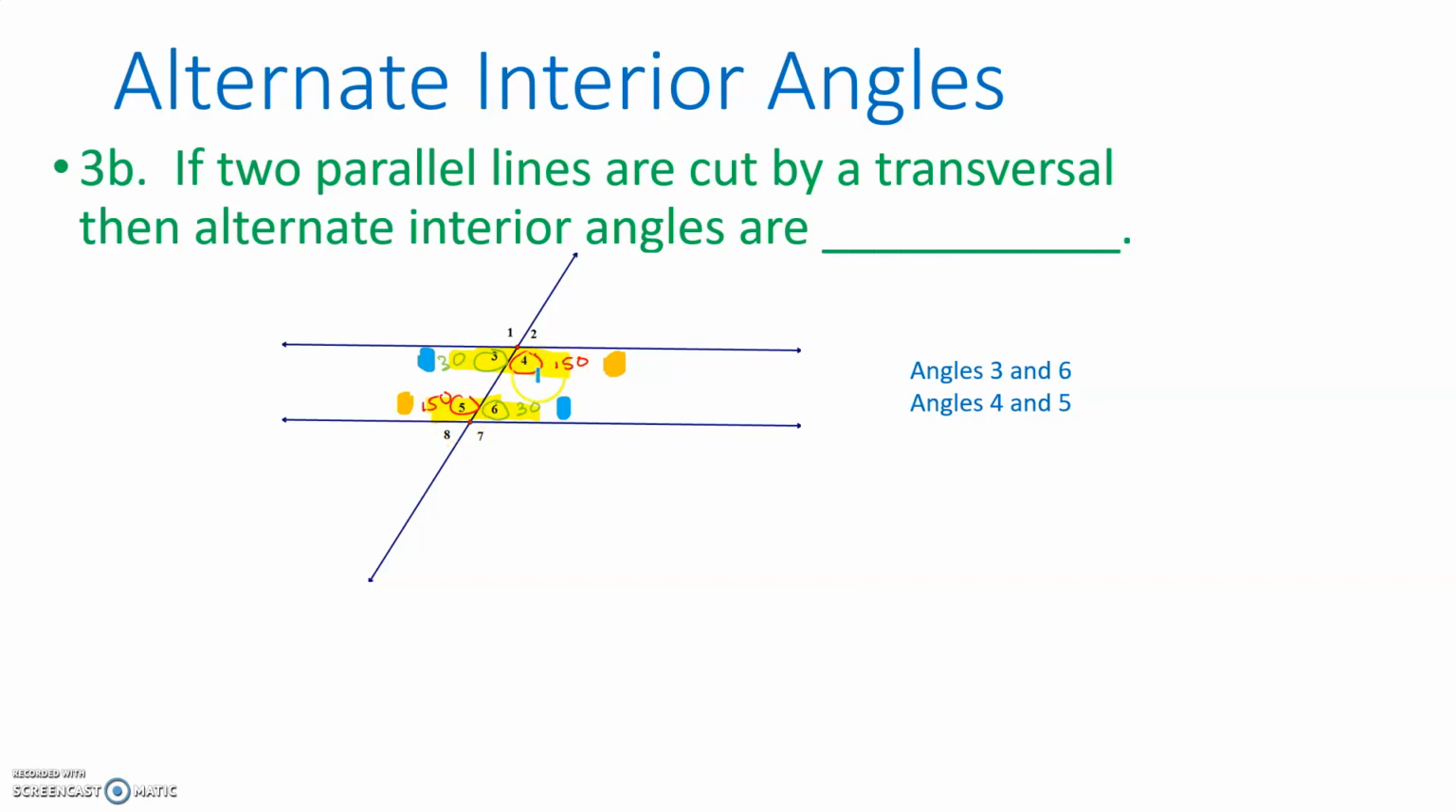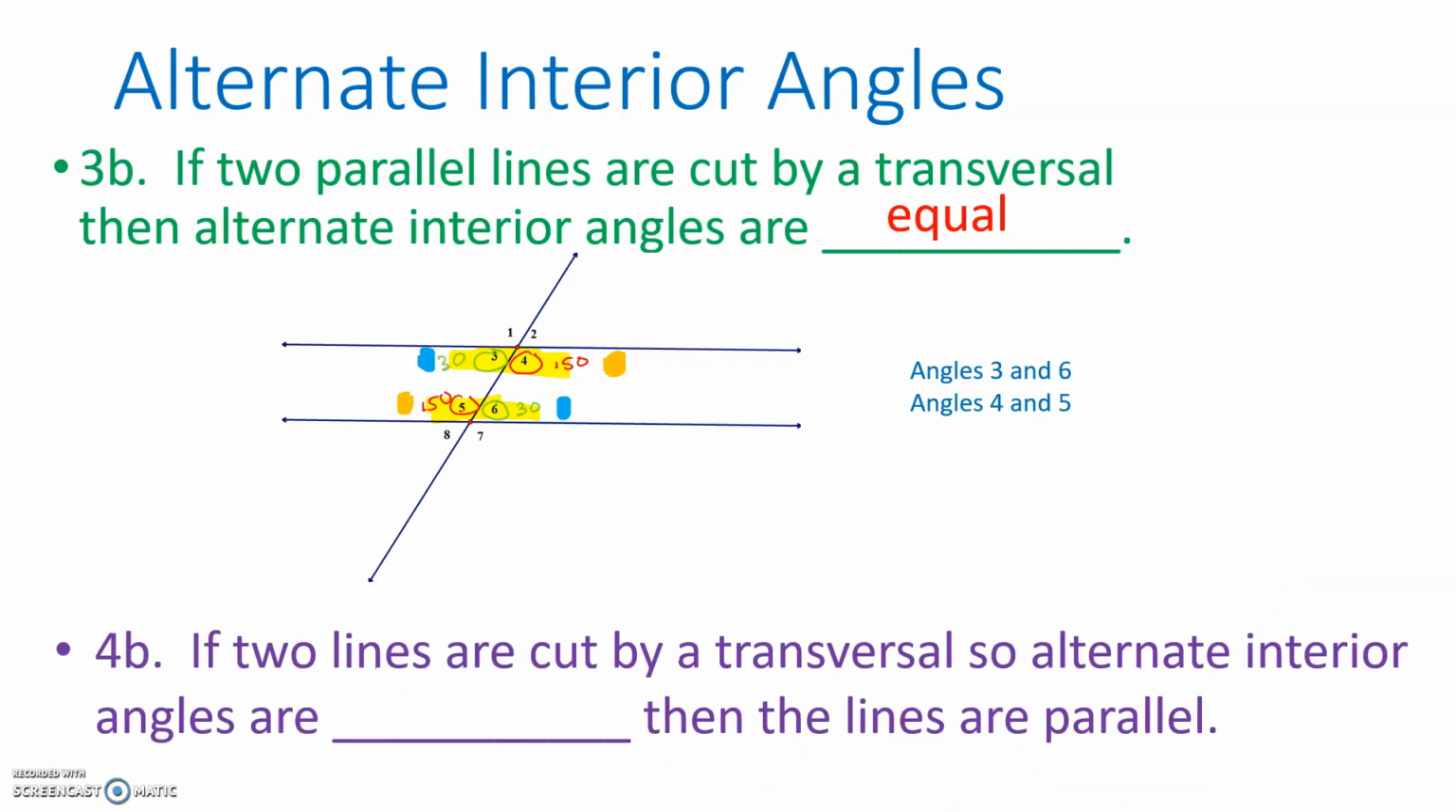Look at the other ones, 150 and 150. They are also equal. So if two parallel lines are cut by a transversal, then alternate interior angles are equal. And if two lines are cut by a transversal so that alternate interior angles are equal, then the lines are parallel. So again, this is the statement.